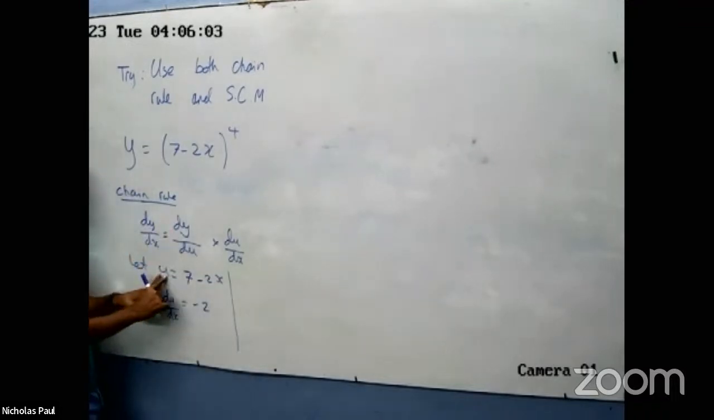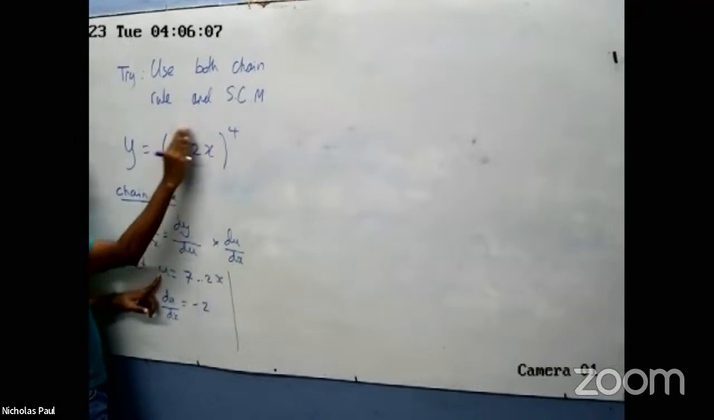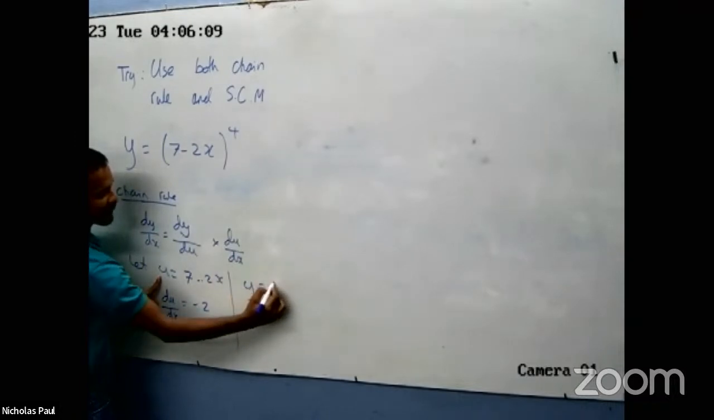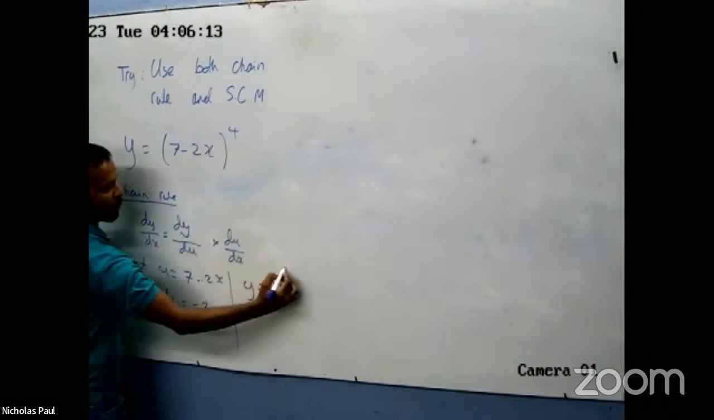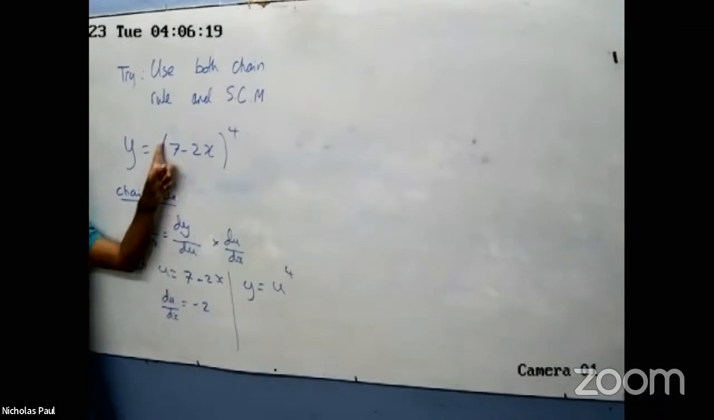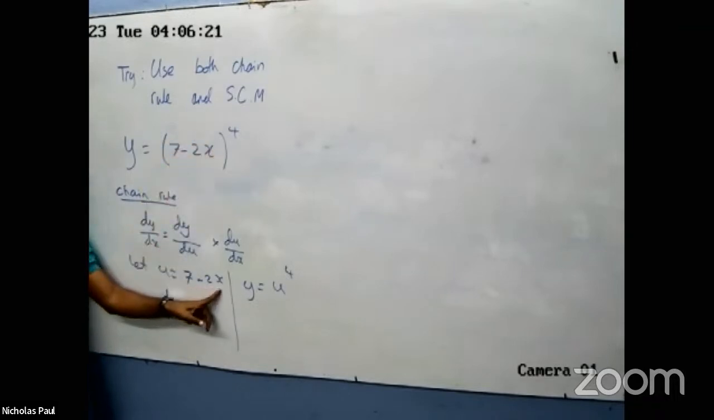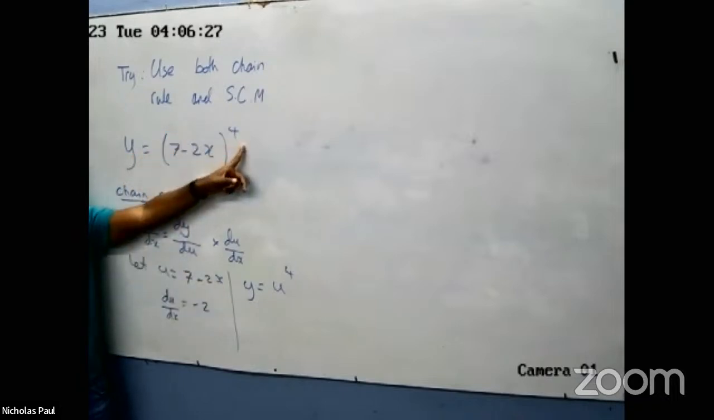So if we let u equal to 7 minus 2x, we take off this and we write that as u. So this is really y is equal to u to the power of 4. Does that make any sense? So I'll make a substitution. I'll substitute this here for this. Right? So now I have y is equal to u to the power of 4.